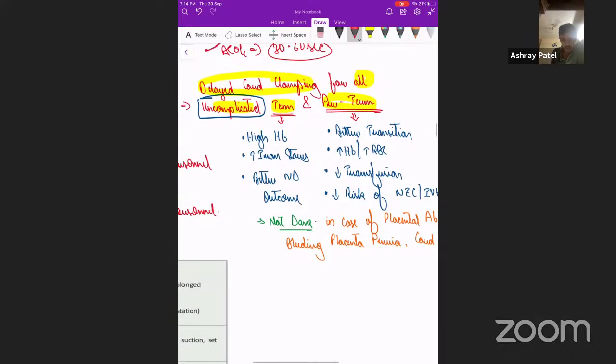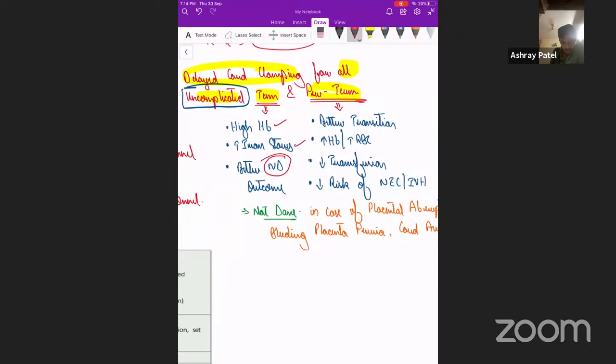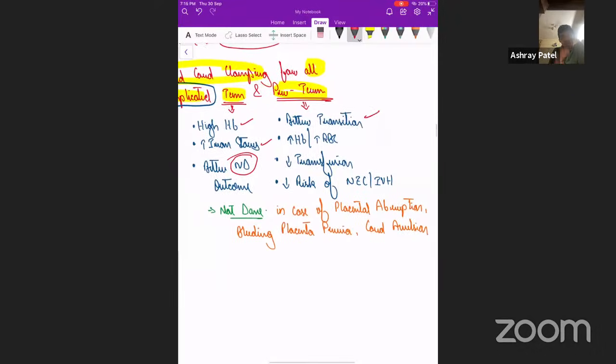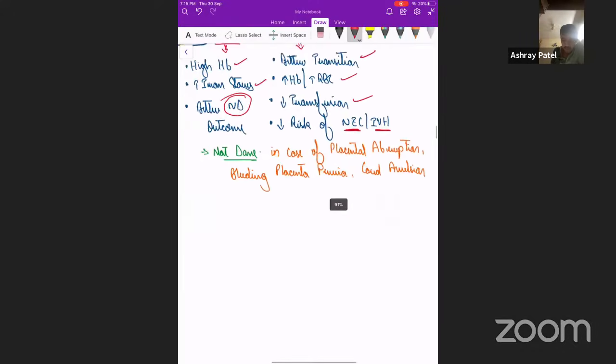What are certain advantages of it? When it comes to a term baby, delayed cord clamping can lead to higher Hb, an increase in iron stores, and better neurodevelopmental outcome. In a preterm baby, along with these positive outcomes, there are better chances of transition. There's a better transition, and likewise there is more Hb and more RBCs. There is decreased need for transfusion in the near future, and there is decreased risk of necrotizing enterocolitis as well as intraventricular hemorrhage. Okay, and when is this not done?